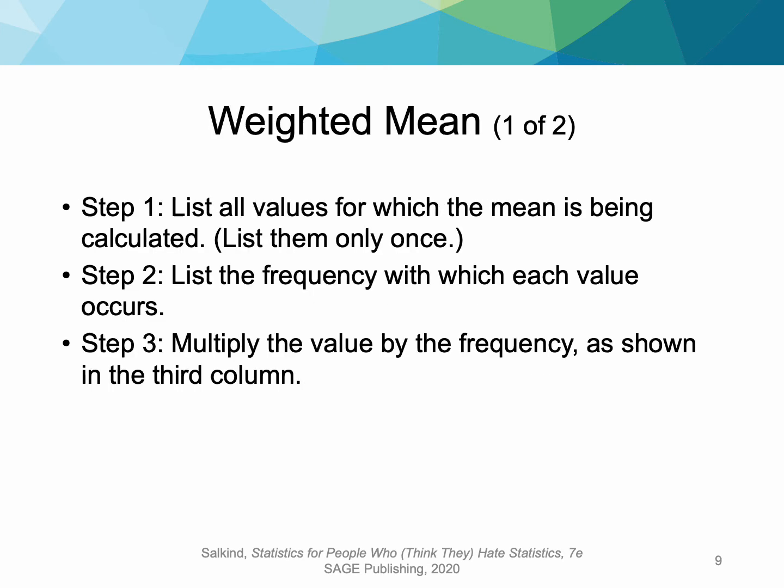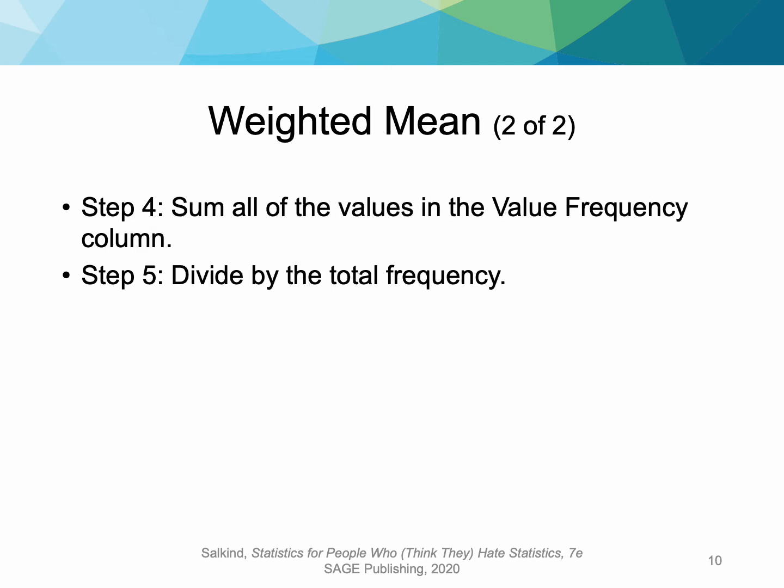For the weighted mean, you list all values for which the mean is being calculated. List them only once. You list the frequency with which each value occurs. You multiply the value by the frequency as shown in the third column. Sum all of the values in the value-frequency column and divide by the total frequency.